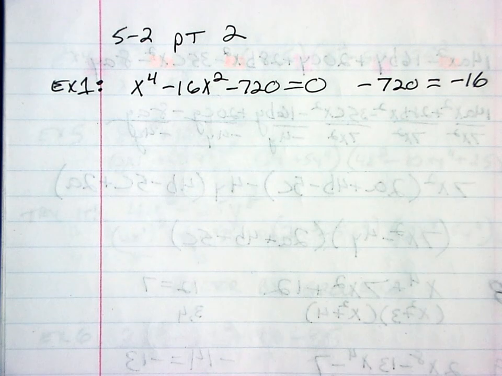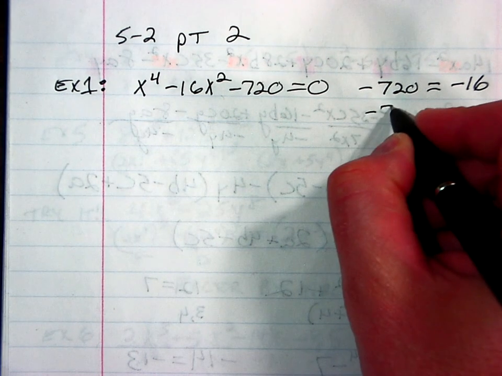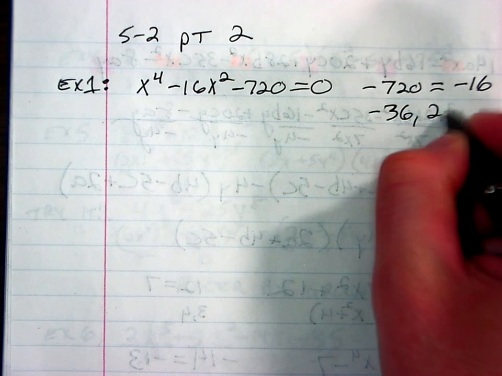The bigger one's negative: 1 and negative 720, 2 and negative 360, 3 and negative 180, all the way through. But in the interest of saving time, negative 36 and 20.